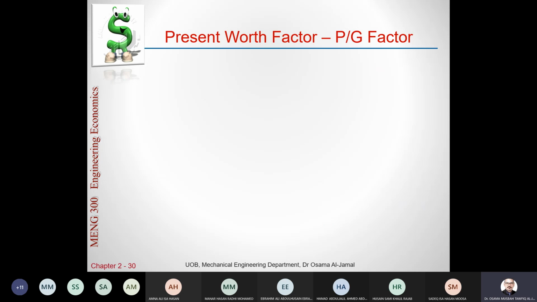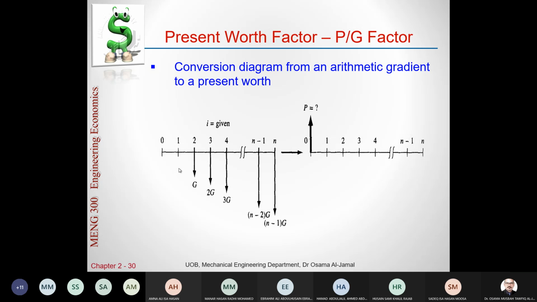Let's see the conversion. We want to convert the arithmetic gradient into a single payment P. Here we are considering only the gradient. Of course, we have the annuity somewhere in here, but we want to see just the gradient now. In a while, we'll see it for both of them.